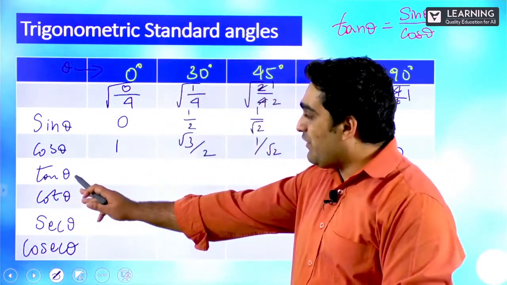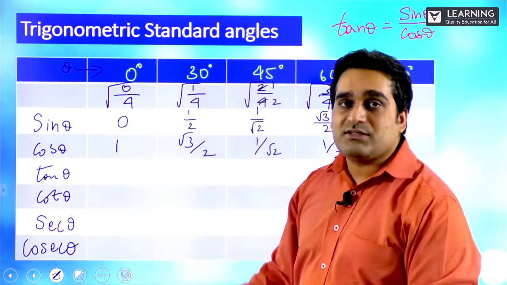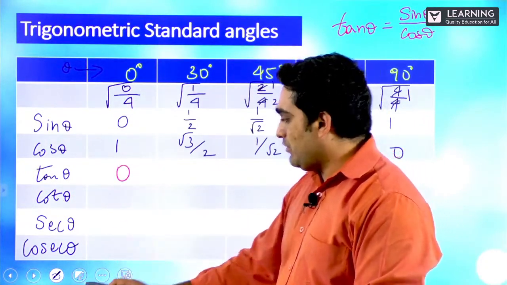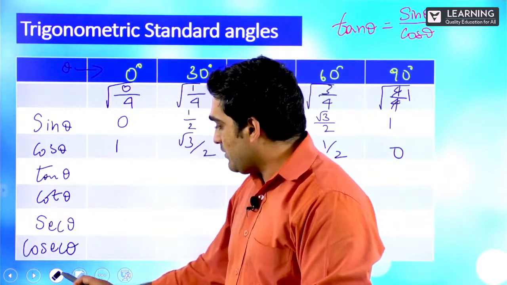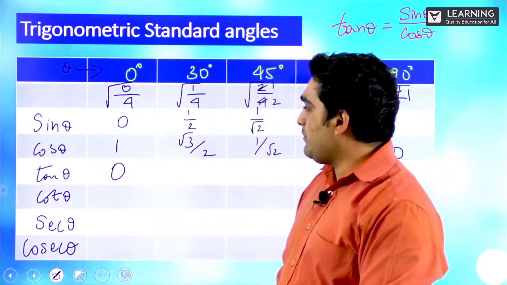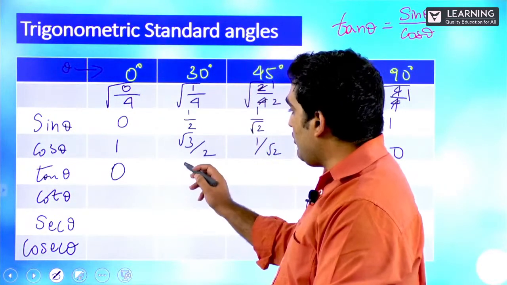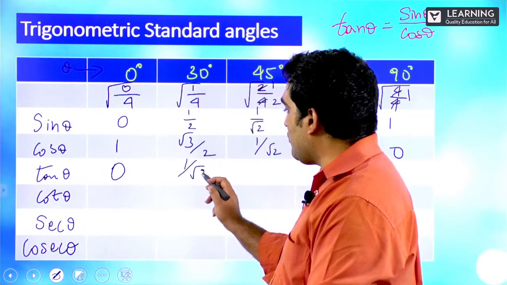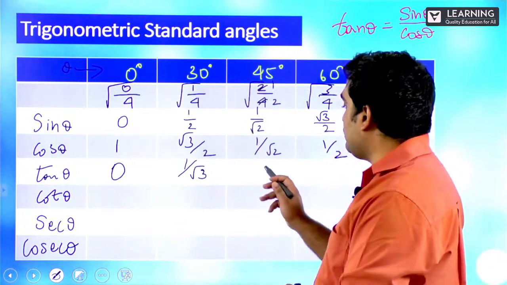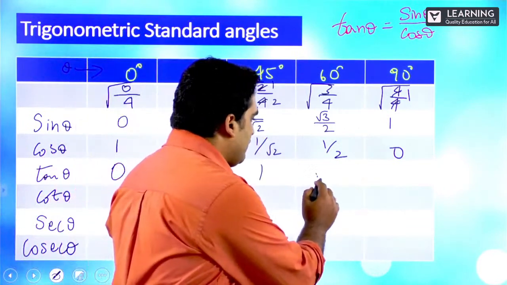Now, similarly, to find the values of tan theta here, you divide sine theta by cos theta. 0 divided by 1 is 0. 1 by 2 divided by root 3 by 2, well, you can go ahead and try to identify, and you will get 1 by root 3. 1 by root 2 divided by 1 by root 2 is 1. Root 3 by 2 divided by 1 by 2 is root 3.